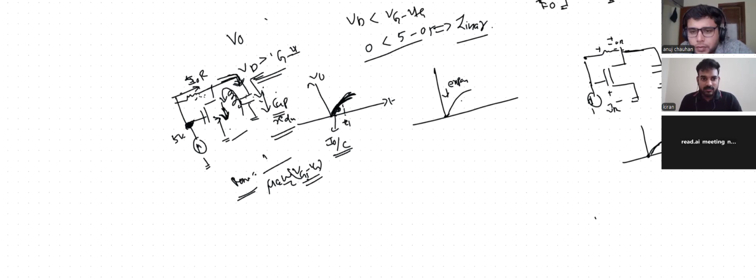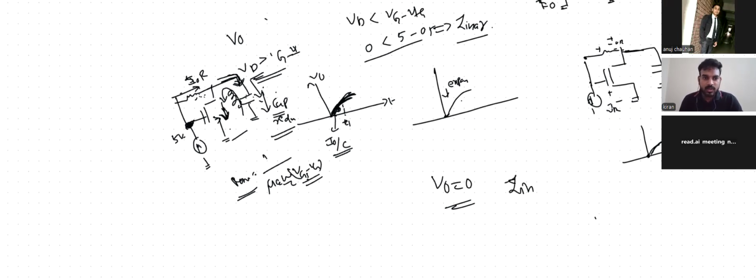Initially the cap will be shorted, so V out goes to 0. The MOS is in the linear region, so it will act as a resistor. The MOS takes some current and the cap will get charged. The saturation condition will not occur.